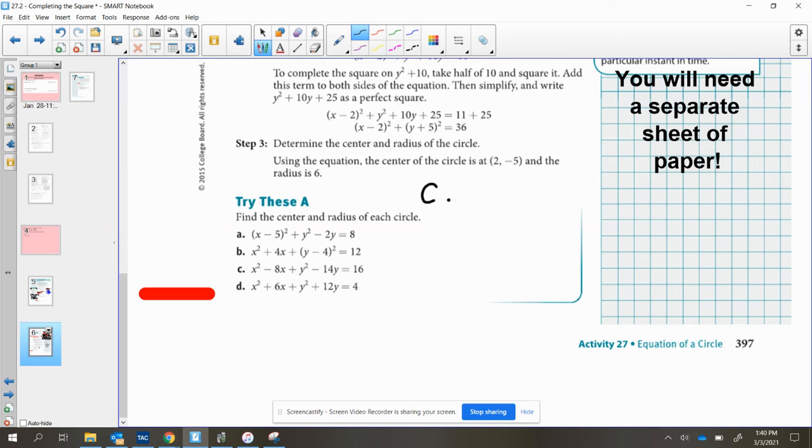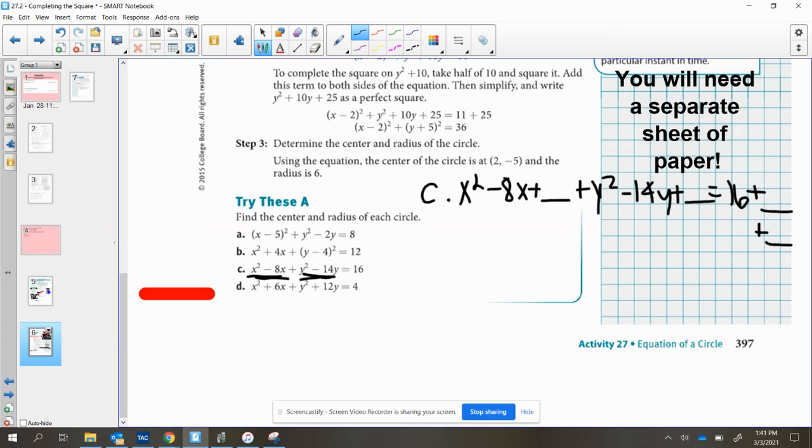So we're going to do C and D. Now notice in both of these, the x's and the y's are not in the format that we need. So we're going to complete the square for both the x's and the y's. We're going to add a blank for the x's. The y's are grouped together, so we're also going to add a space in for those. And that's going to equal 2 blanks being added to the right-hand side, since we're adding 2 blanks to the left. So we'll need to complete the square twice.